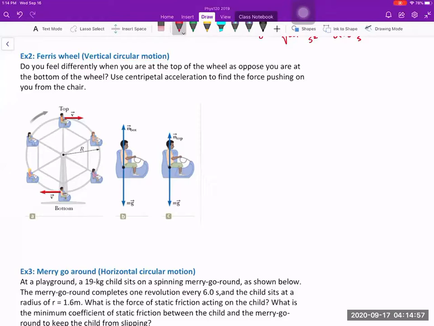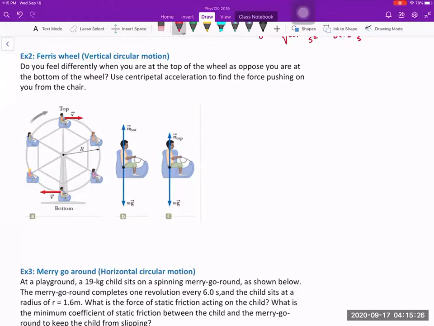Now let me describe the problem that's given. You have this wheel and they give you the R. This R represents the radius of the circular motion. The V represents the velocity, and the magnitude is the same, meaning when you're on the top or any place along the circle, the magnitude, the length is the same. However, the direction is different. The direction keeps on changing.